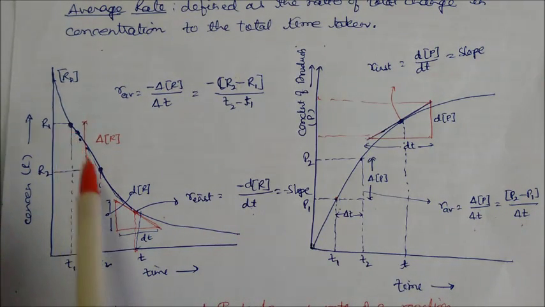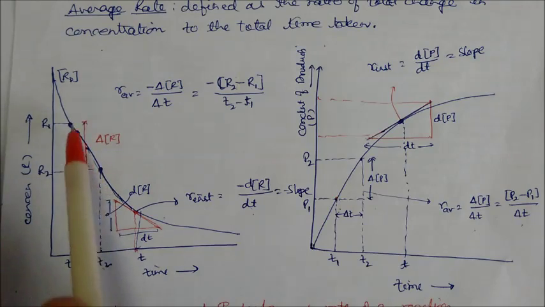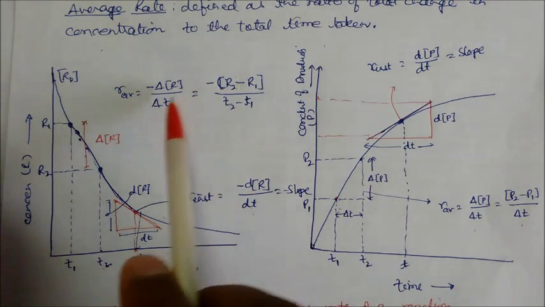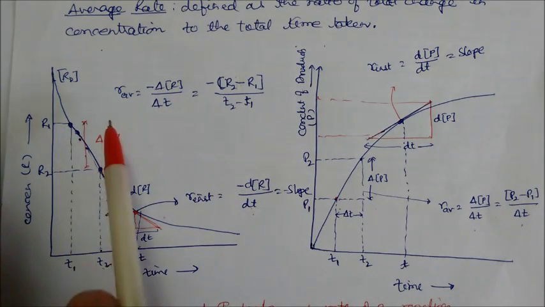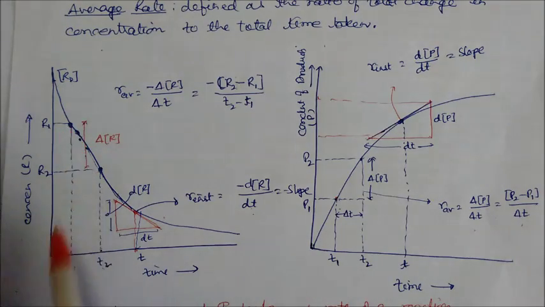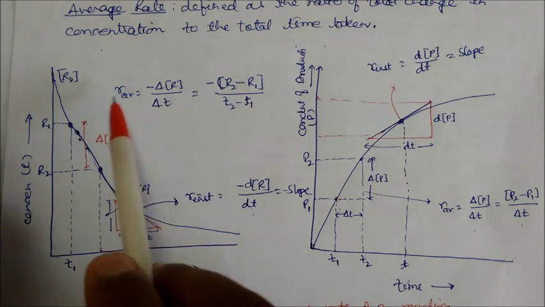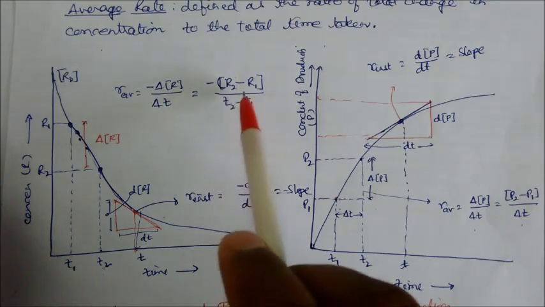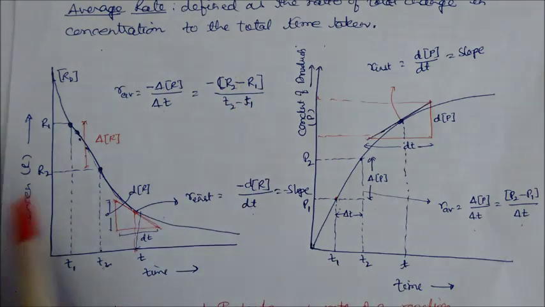I have taken this one concentration, this is R1, this is R2, these 2 points on this curve graph. So you take the difference in concentration. From R1 this is time T1, and R2 is time T2. This is a concentration versus time graph. In the concentration versus time graph, average rate will be equal to change in R by delta T, the time interval, and change in R is nothing but R2 minus R1, which gives you a negative.